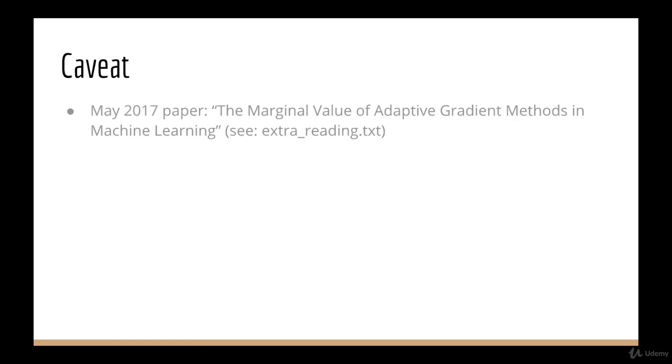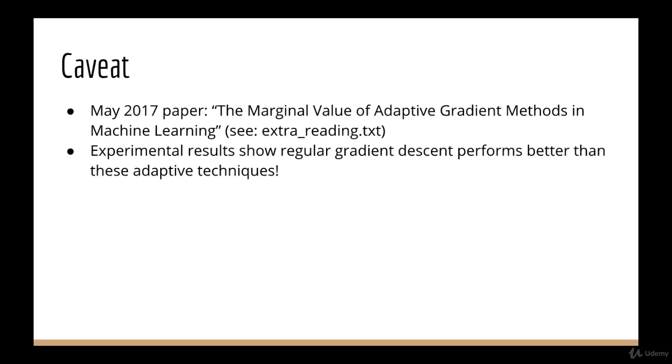There is one caveat when it comes to Adam and other adaptive learning rate techniques. A paper was released in May 2017 titled The Marginal Value of Adaptive Gradient Methods in Machine Learning. I've added this paper to extra_reading.txt so you can check it out if you want. The paper showed that, experimentally, regular gradient descent achieves better test performance than these adaptive learning rate techniques. This was surprising to many because, as I mentioned earlier, people often just default to Adam.